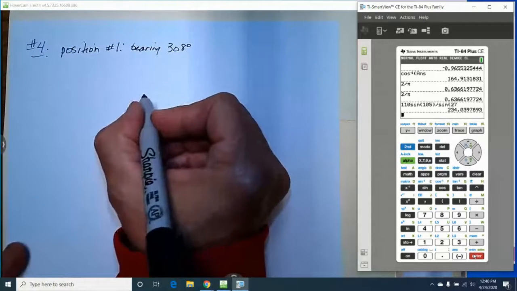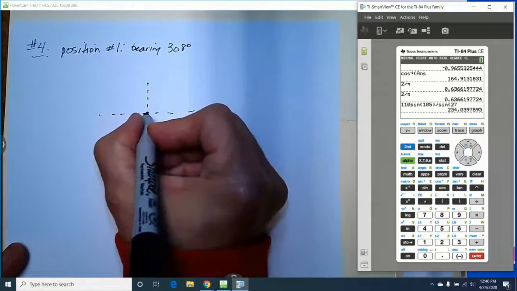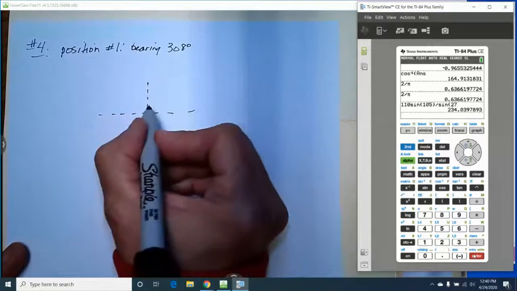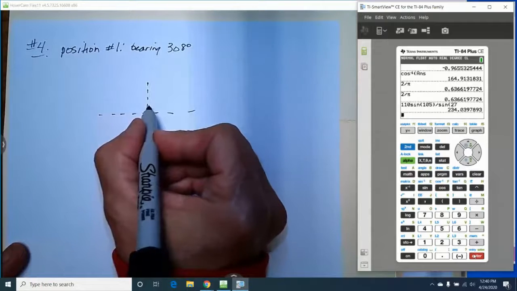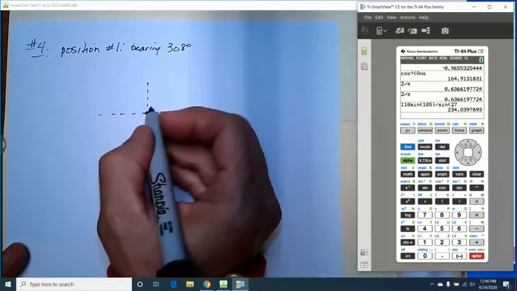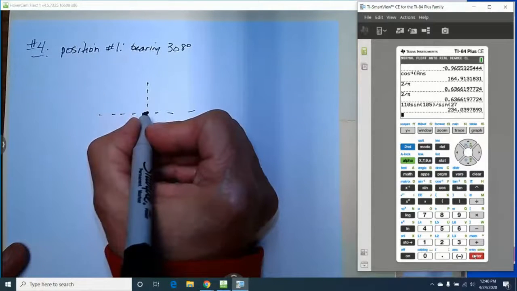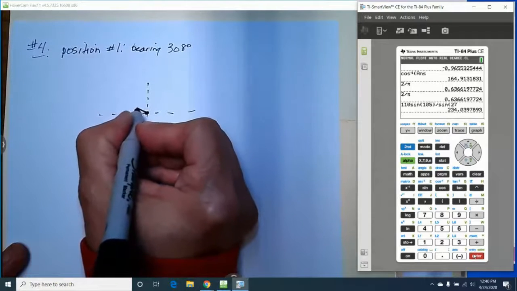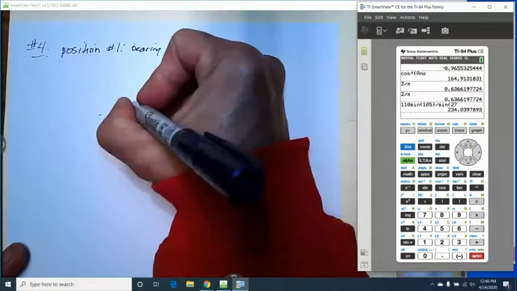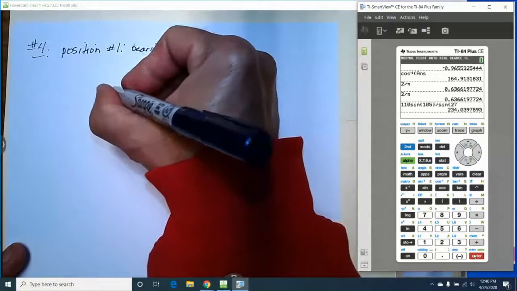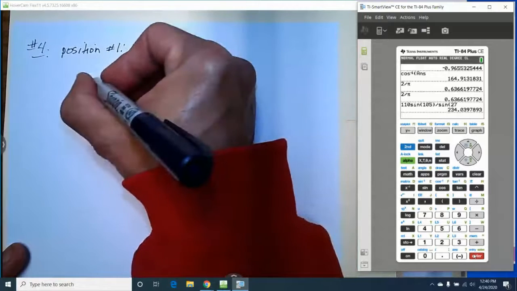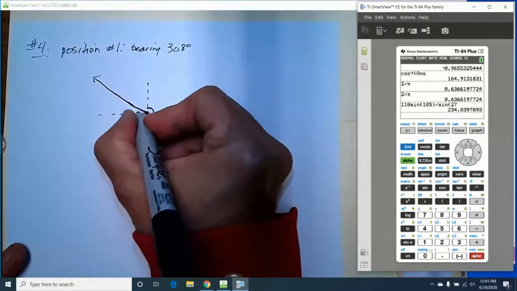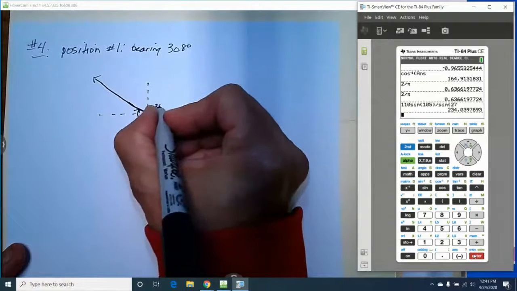So if I draw that, here's my position 1 for the ship. And if my bearing is 308 degrees, I'm starting from due north and going clockwise 308 degrees, which is going to put me over here somewhere. So again, I'm going to draw this line out because what I know is that the lighthouse is somewhere on that line. So this angle all the way from here around to here is 308 degrees.